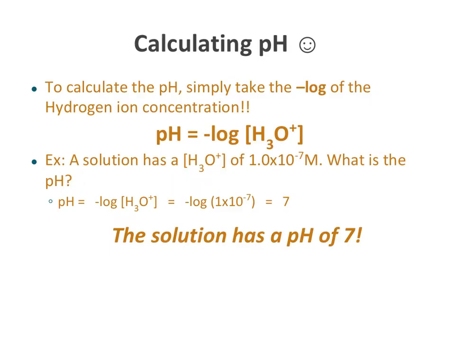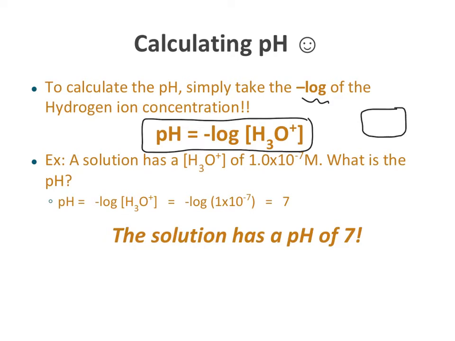For calculating pH, it's a pretty simple formula. pH is the negative log of the hydronium ion concentration. And you're like, oh my gosh, logs! It's okay. There's a button on your calculator that says L-O-G, and you just press it. Well, you put negative before it. So you do negative log of the hydronium ion concentration.